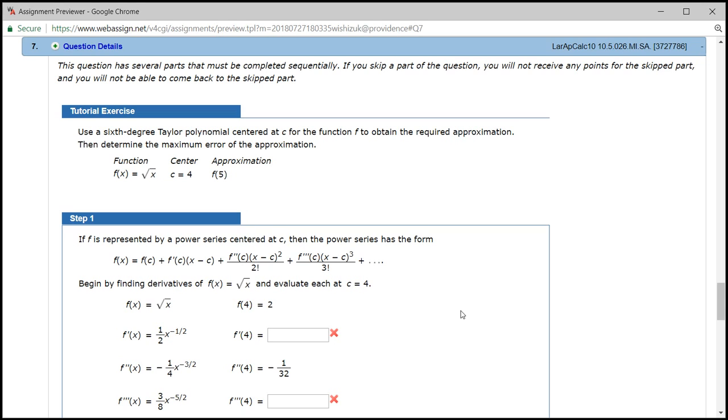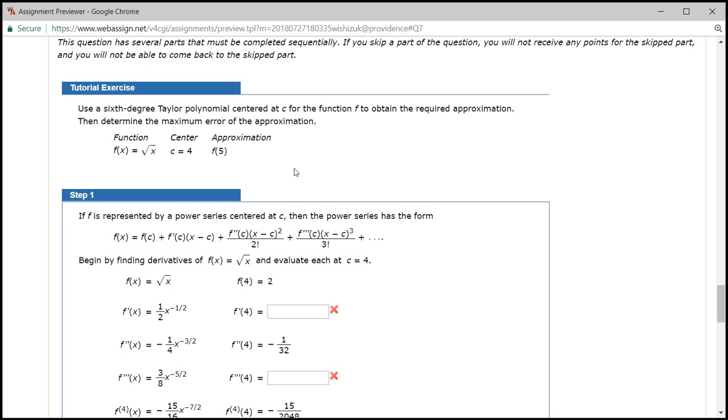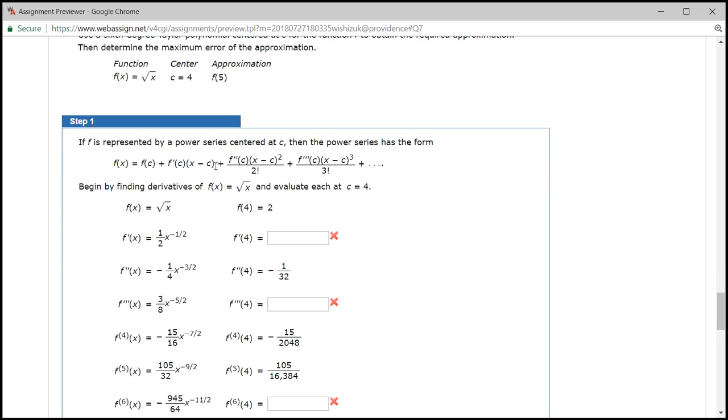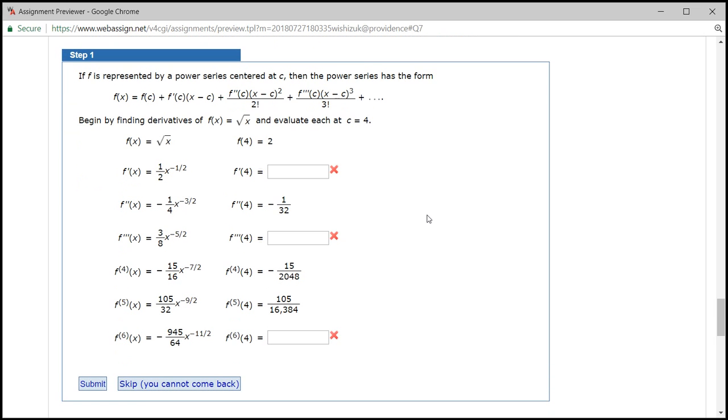All right, let's look at the homework 10.5, problem number 7. All right, so let's go through this process. Step 1, so we want to find, I guess we just have to find the derivative and plug in 4, right? So I'm going to actually use GeoGebra to do this.